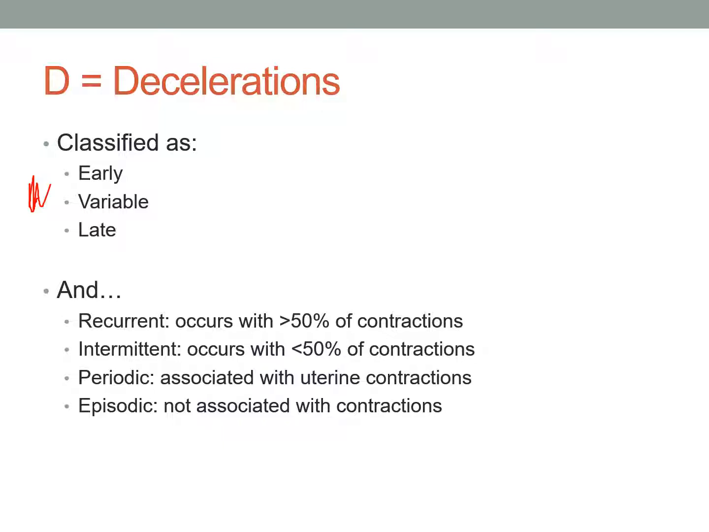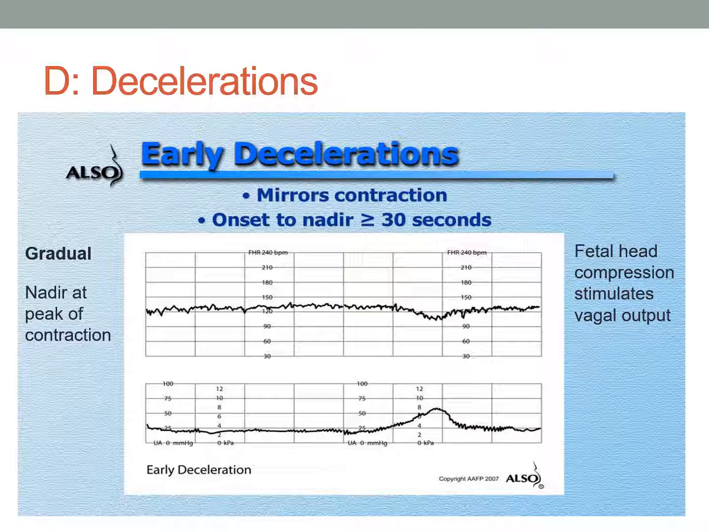contractions. So in a really stressed and acidotic fetus, you can see things like episodic late decelerations. They have the shape of a late decel, but they're not occurring in relationship to a contraction. They're occurring spontaneously. Those would be episodic. Most decels that you're going to see are going to be periodic. They're going to be associated with a uterine contraction. All right, so on to some examples.